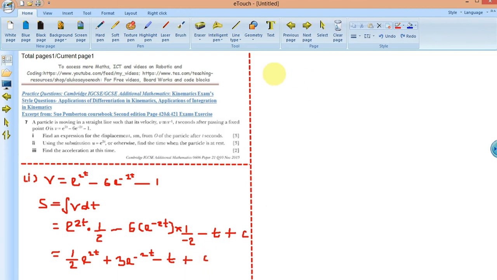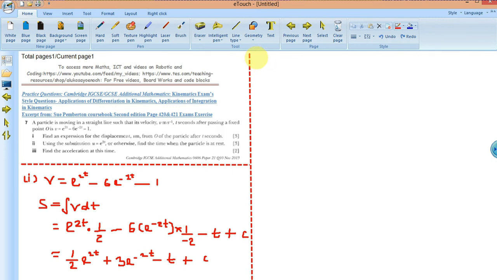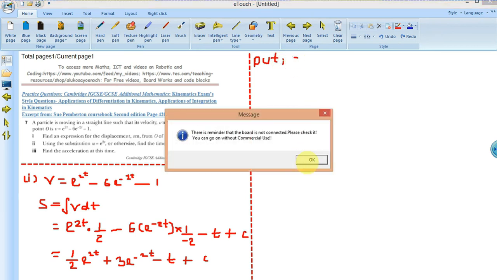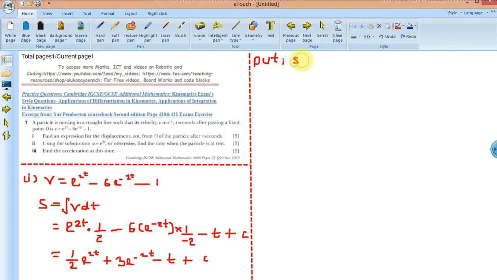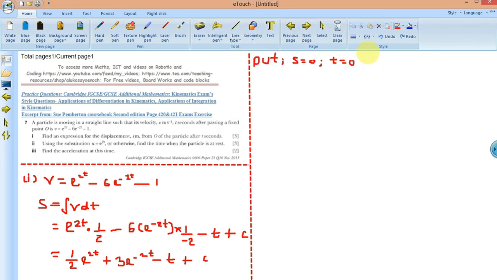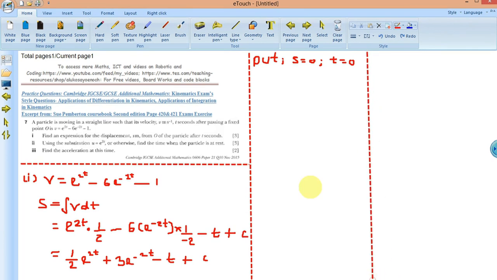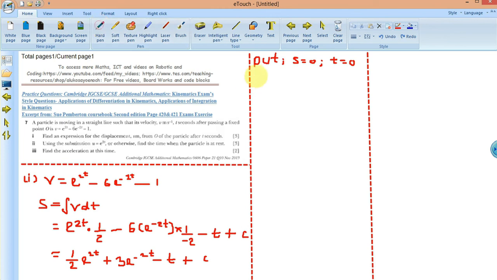To find c, put s and t to be 0. Put the displacement to be 0 and t to be 0 to find c. Guys, I'm speaking English, right? Okay, sorry. Don't worry, I'm going to write it. So to find the constant c, put s and t to be 0 in the original equation, in the function.